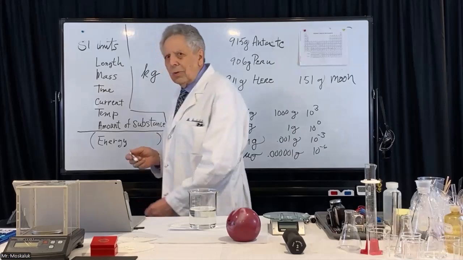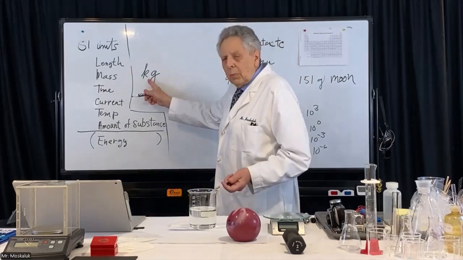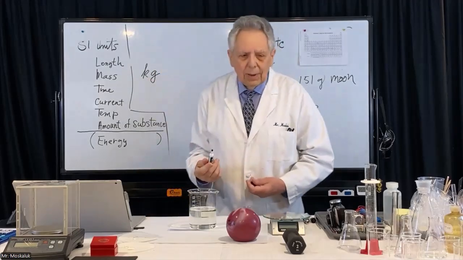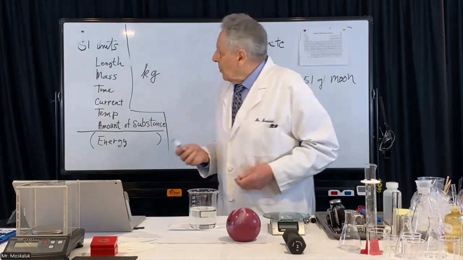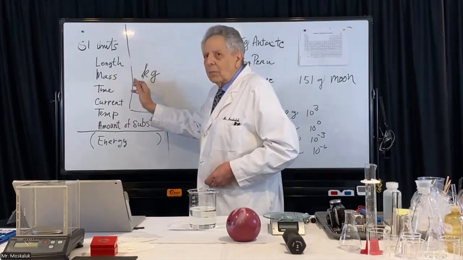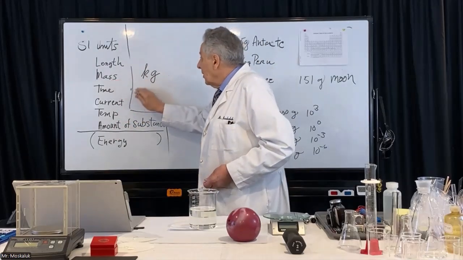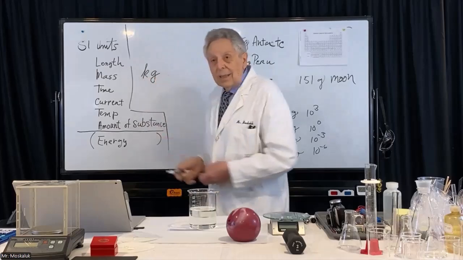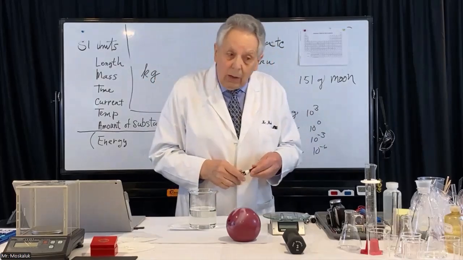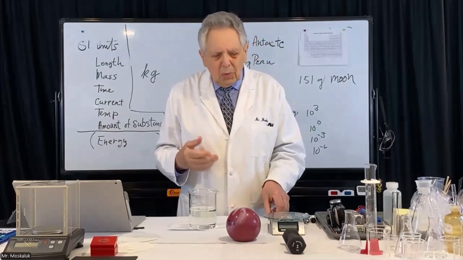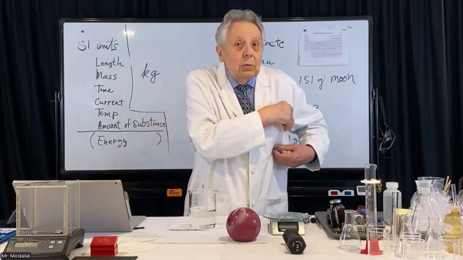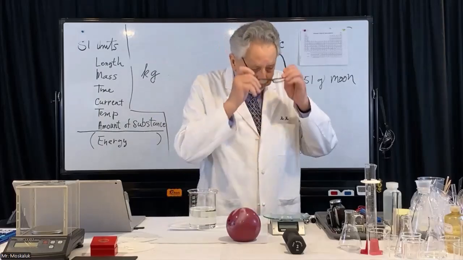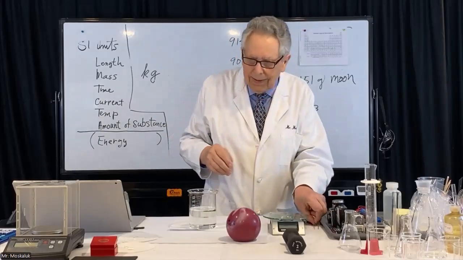kilogram, which is sort of strange because kilo is a prefix, it means 1,000. And typically, all of our other units don't have a prefix, but the prefix for mass is the kilogram, 1,000 grams. That's because a gram is really pretty small. Let me show you a gram. I'm going to pick one up.